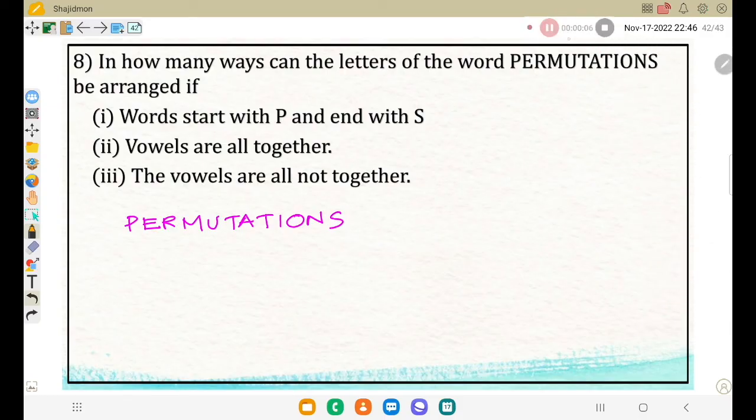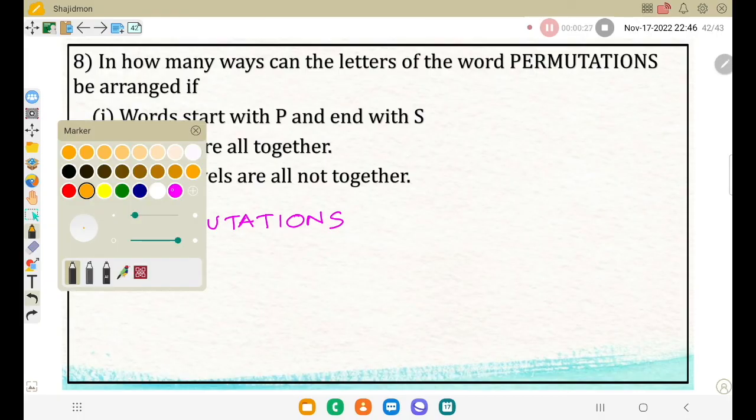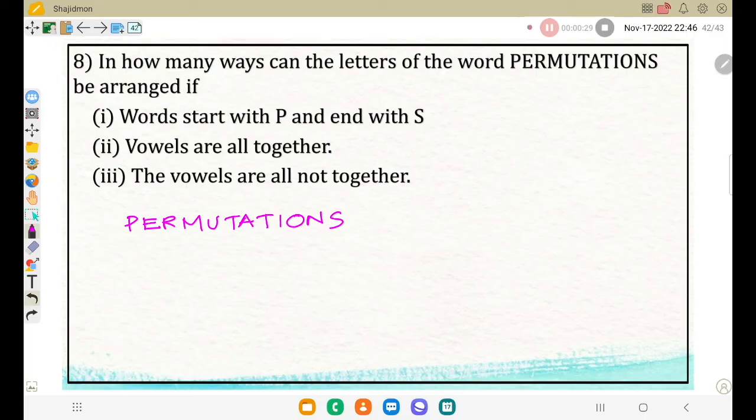And now let me start question number 8 here. You can see question number 8. In how many ways can the letters of the word permutation be arranged, if the words start with P and end with S letter, vowels all together, the vowels all not together. So what is the word here? Permutations. Okay, so I am writing here permutations.